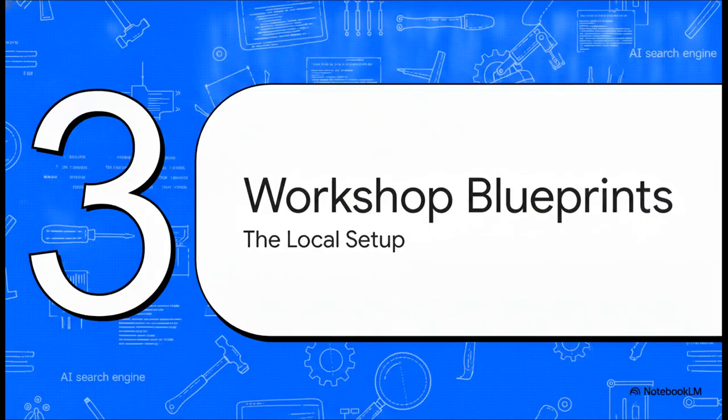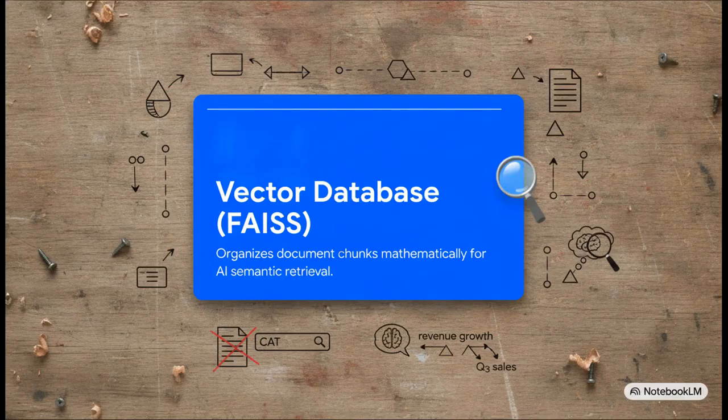Moving on to Section 3, blueprinting your workshop tools, the local setup. Before we build, we need the right tools. First up is a vector database, specifically one called FAISS. Here's the rundown. It's a system that organizes document chunks into mathematical coordinates, which allows an AI to instantly retrieve information based on semantic meaning.